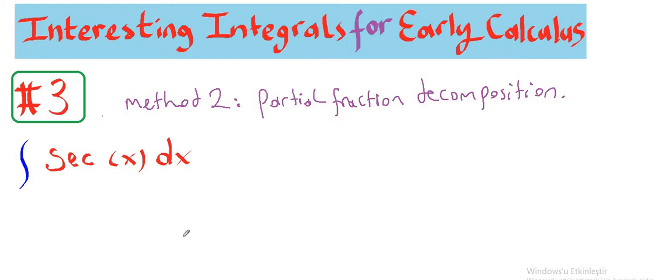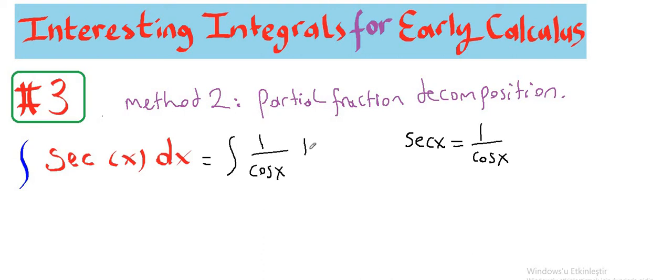In the second method, we're going to start expressing secant x as 1 over cosine x using inverse trigonometric identities. So we know that secant x is equal to 1 over cosine x, so we can express this integral as the integral of 1 over cosine x dx.